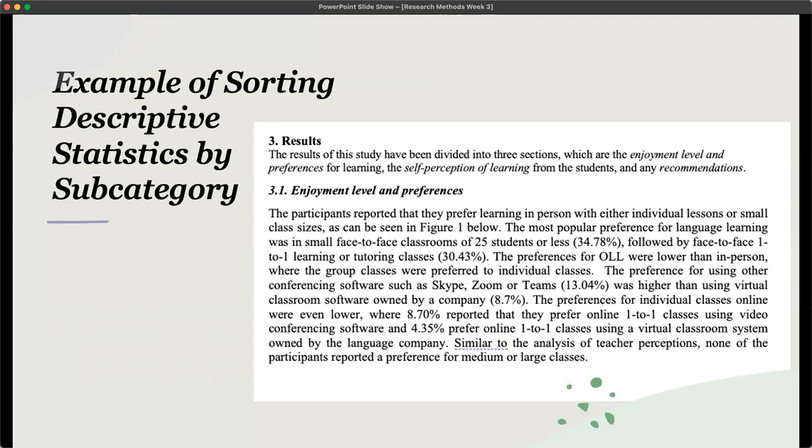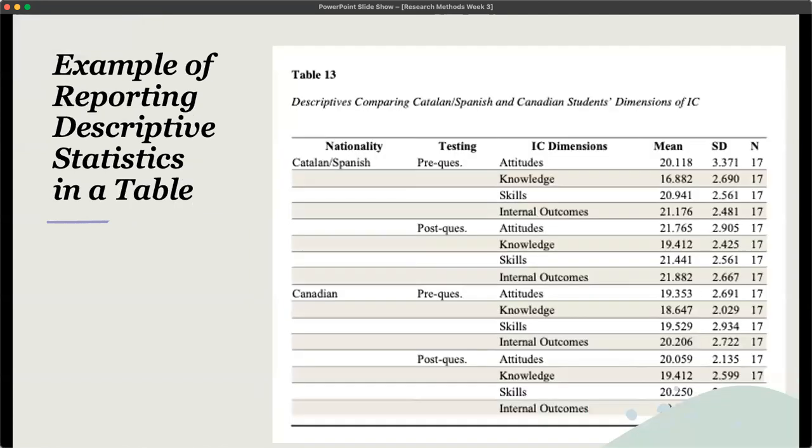So do categorize the questions and write the information together for those questions. And here's another example in a statistics table. This one here, you can see that the table is in APA 7 format. There's no column lines. And here we've got the Catalan and Spanish students versus Canadian students, on a telecollaboration. This is the intercultural competence dimensions. And from the pre-questionnaire to the post-questionnaire, we've got the mean, the standard deviation, and the total number. So this is a great way to organize your descriptive stats.